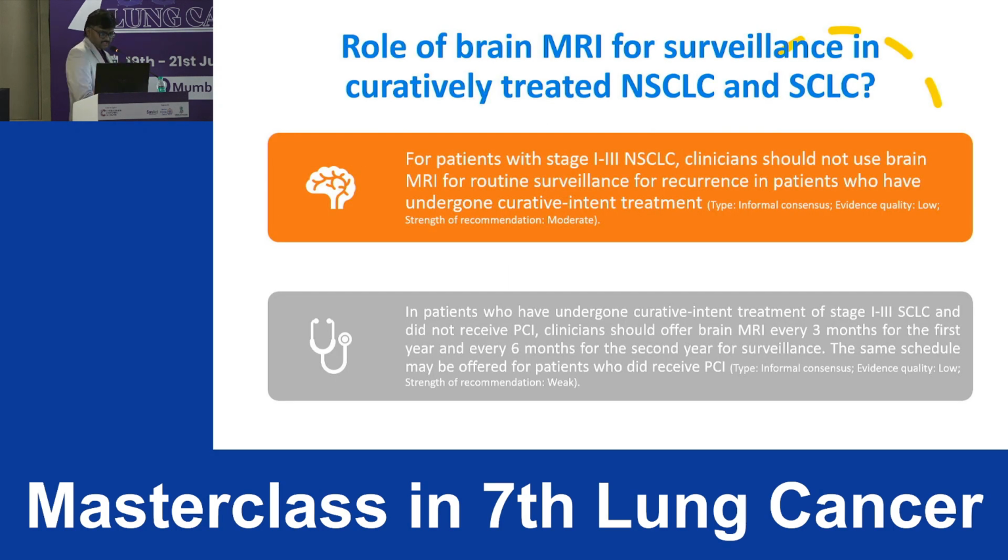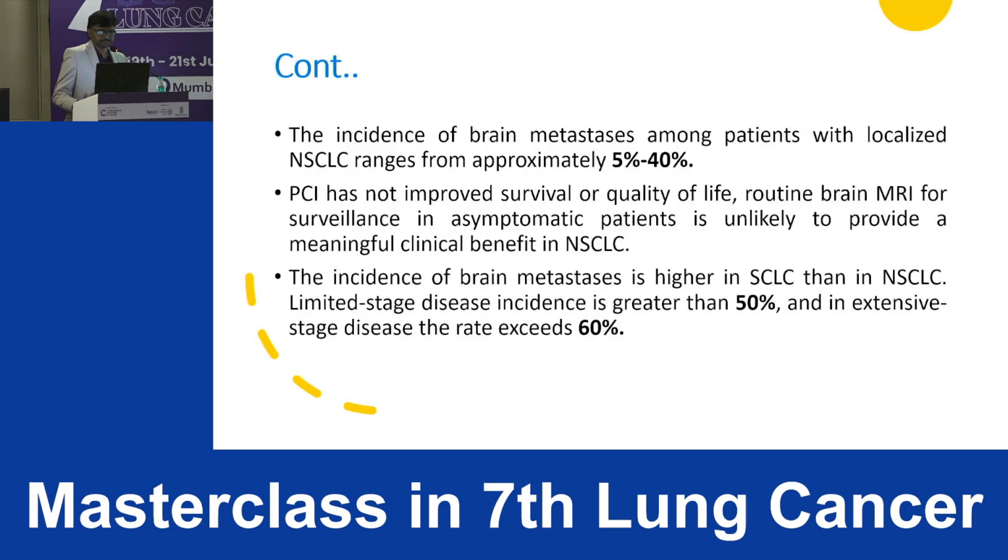Coming to our last question, the role of brain MRI for surveillance. For patients with stage 1 to 3 non-small cell lung cancer, clinicians should not use brain MRI for routine surveillance for recurrence in patients who have undergone curative intent treatment. But for patients who have undergone curative intent treatment for small cell, stage 1 to 3, and who did not receive PCI, which is not so common, clinicians should offer brain MRI every 3 months for the first year and every 6 months for the second year. The same schedule may be offered to patients who did receive PCI as well. If they are symptomatic, it can be continued.